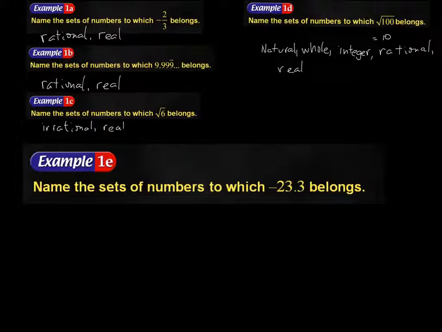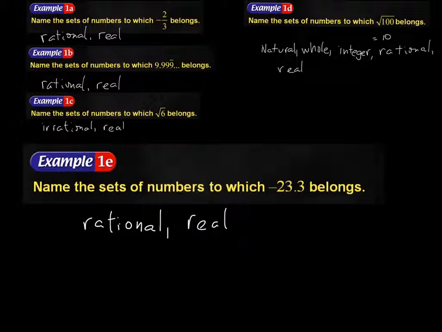Negative 23.3 is a decimal, so it's going to go out to the edge of the bullseye where it's just rational. And all rational numbers are real. They can be graphed on the number line.